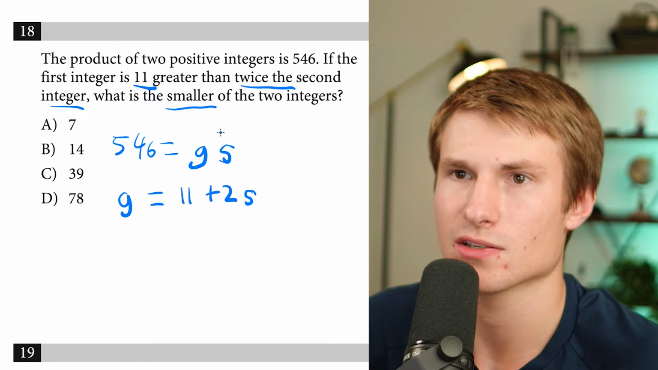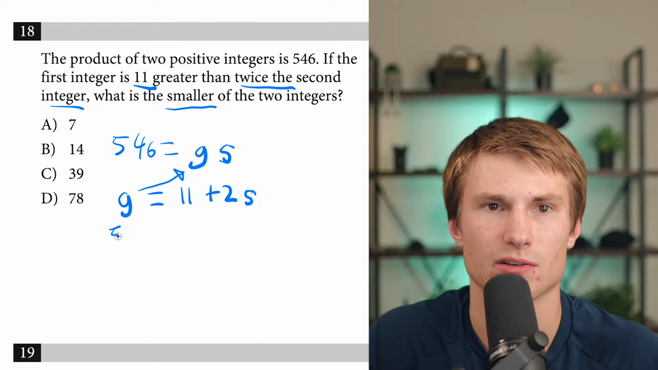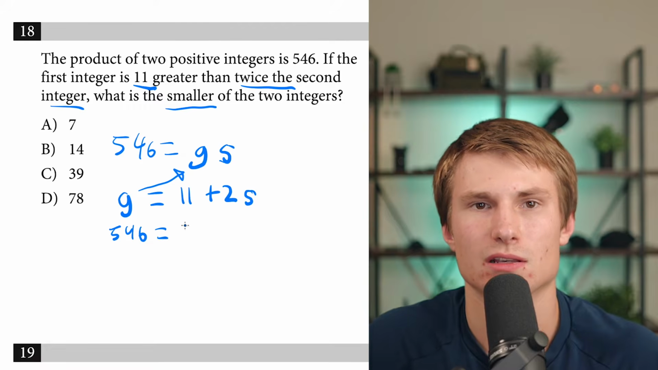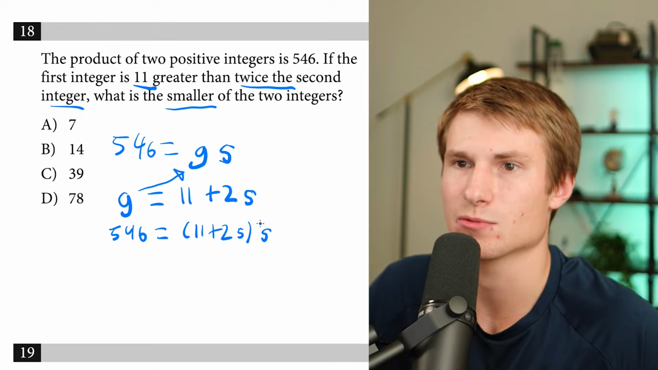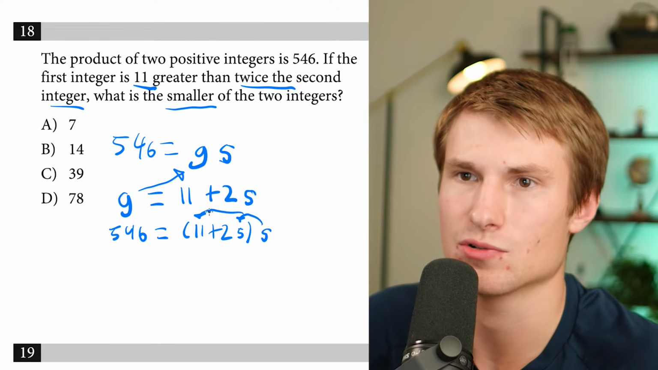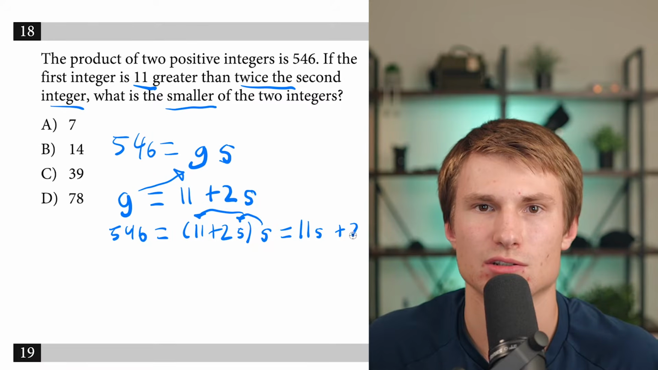We need to solve for s, so we'll go ahead and plug in this G value. So we'll have 11 plus 2s getting plugged in there, so 546 is going to equal 11 plus 2s multiplied by s. We distribute this s to that 2s and also to that 11. And that's going to end up giving us 11s plus 2s squared.